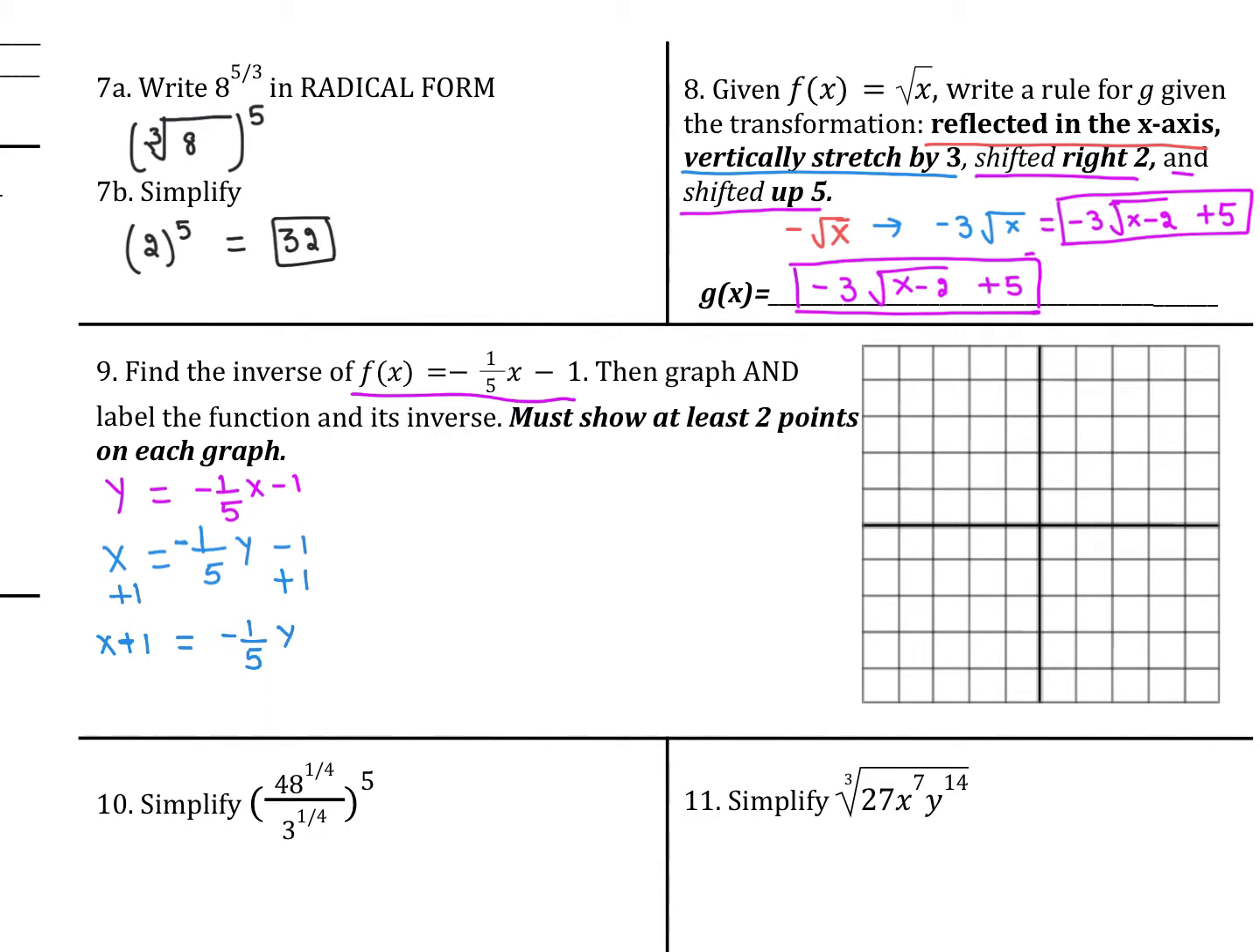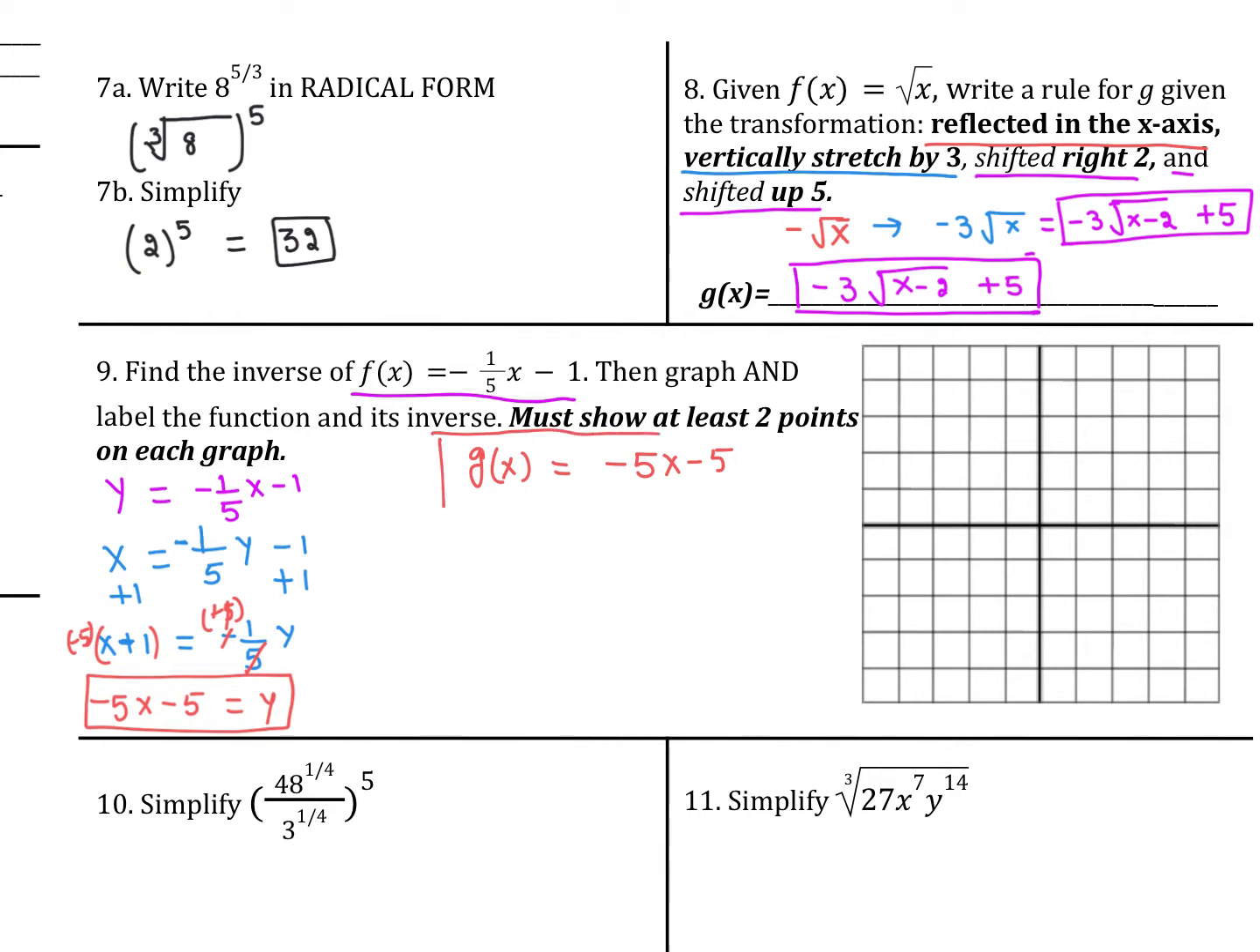Now the next step is to multiply by -5 on both sides, so that the 5 and 5 cancel, 1 and 1 cancel. So what you have here is -5x minus 5 equals y. We call this g(x). So g(x), that is the inverse of f(x), is -5x minus 5.